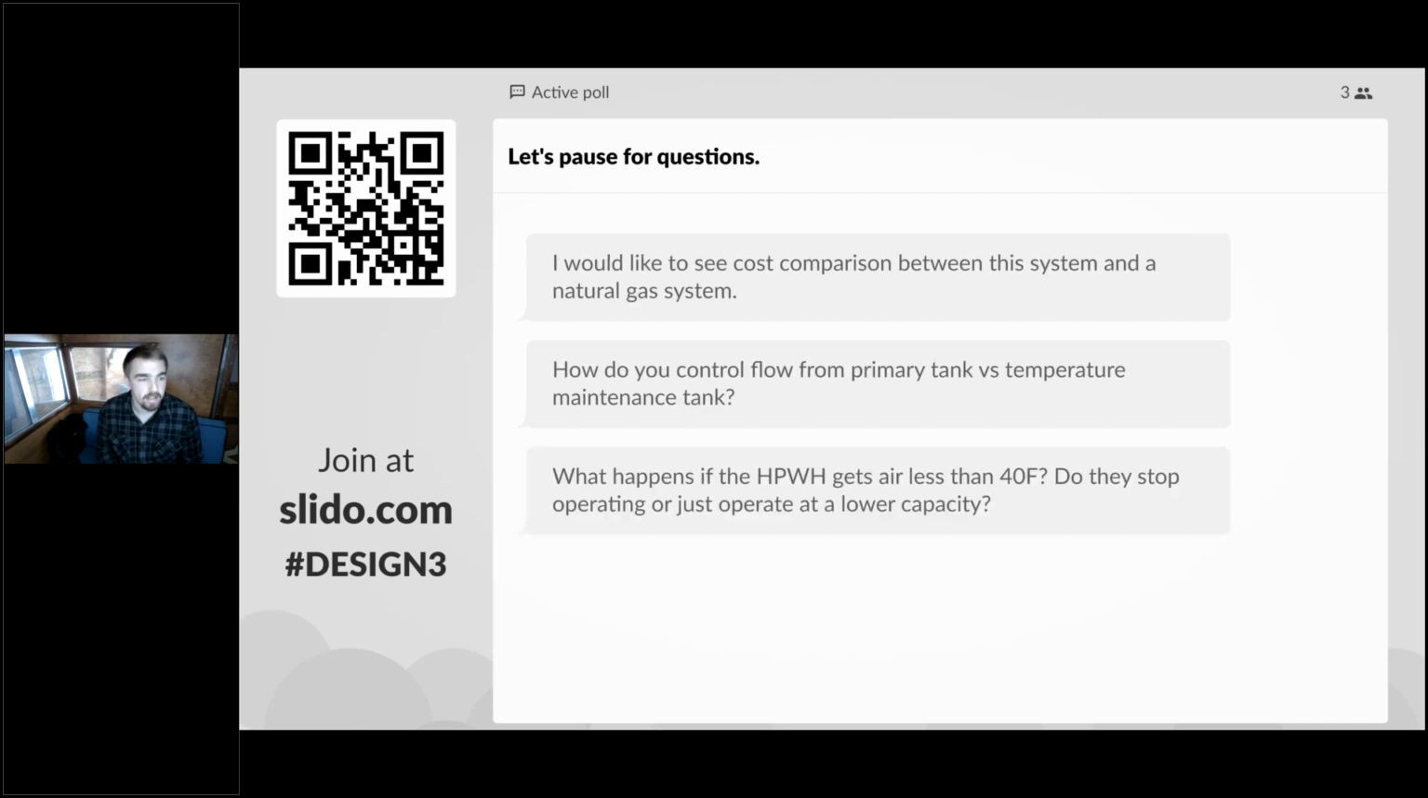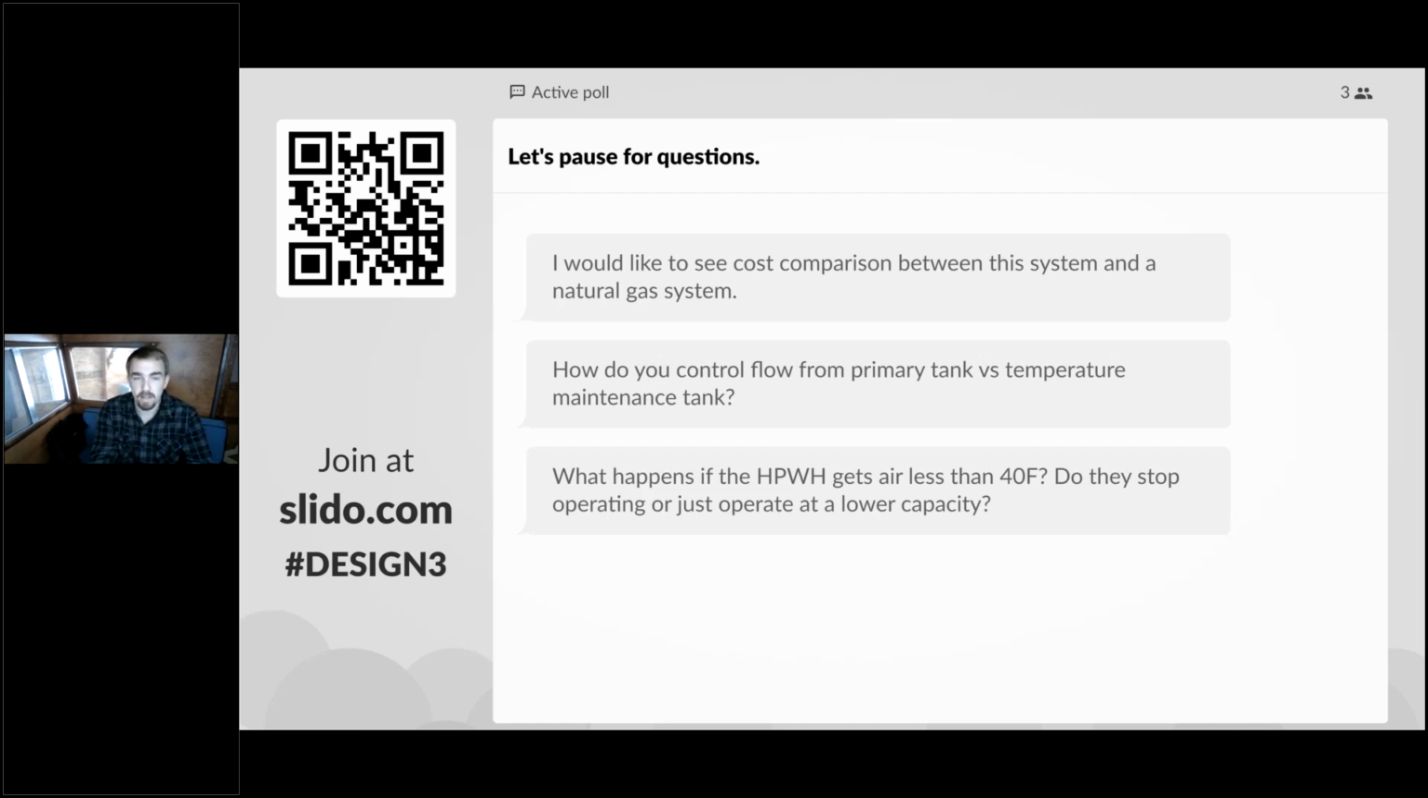Do they stop operating or just operate at lower capacity? The answer really depends on what type of heat pump water heater you use. These Colmac units we used here are R134A heat pumps. Those bottom out at 40 degrees, and anywhere below that, the refrigeration pressures can't sustainably cycle through the refrigeration cycle. I won't go into exactly how that works, but the short answer is the heat pump will shut off to avoid damaging itself at these lower temperatures.